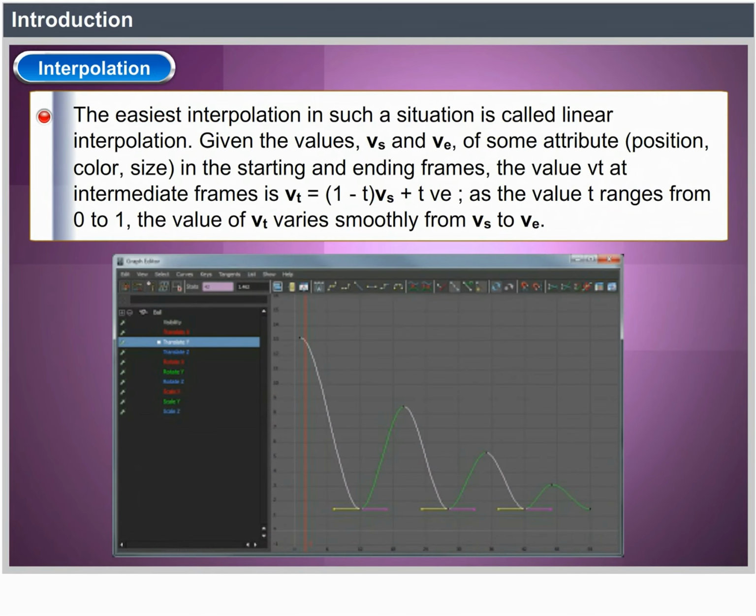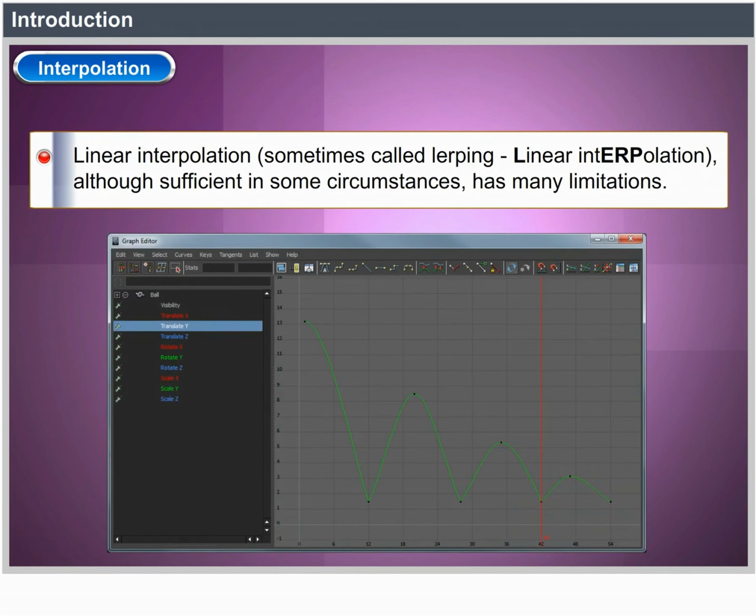The easiest interpolation in such a situation is linear interpolation. Given the values Vs and Ve of some attribute (position, color, size) in the starting and ending frames, the value Vt at an intermediate frame is Vt = (1 - t) * Vs + t * Ve. As the value t ranges from 0 to 1, the value of Vt varies smoothly from Vs to Ve. Linear interpolation, sometimes called lerping, although adequate in some circumstances, has many limitations.